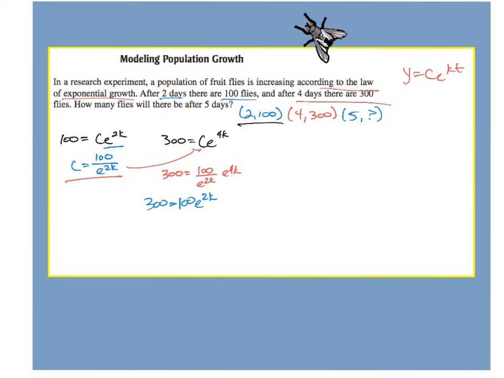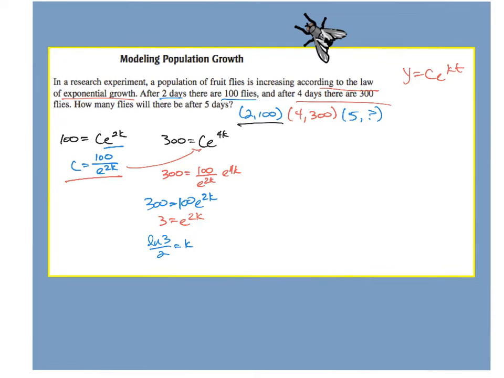So now I need to start solving for K. What should I do? Divide by 100. So now I end up with 3 equals e to the 2K. Well, how do I start solving for K? I natural log it, and then what? Divide by 2. So now I have natural log of 3 over 2 is equal to K.